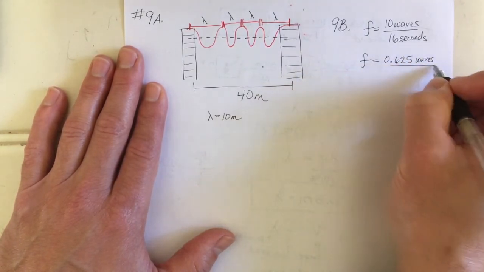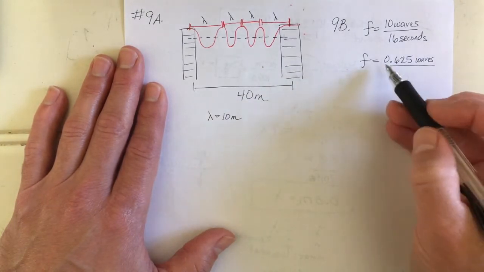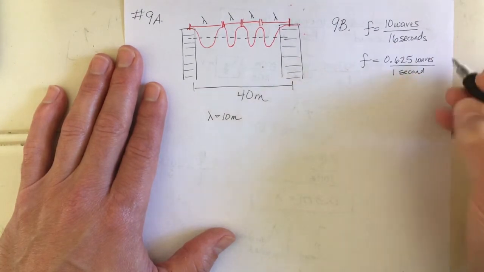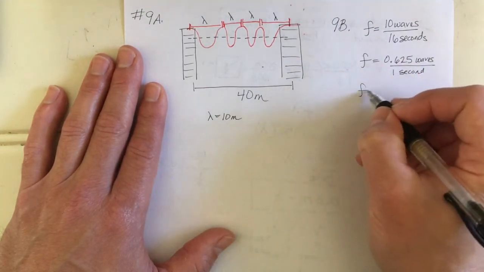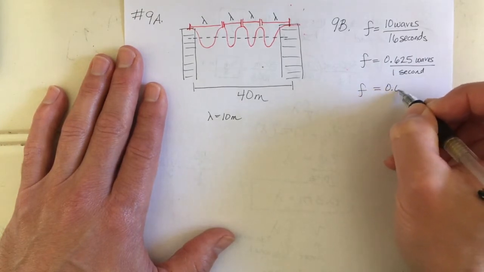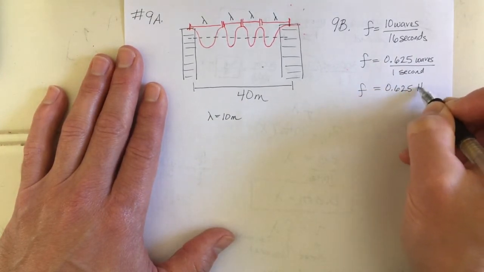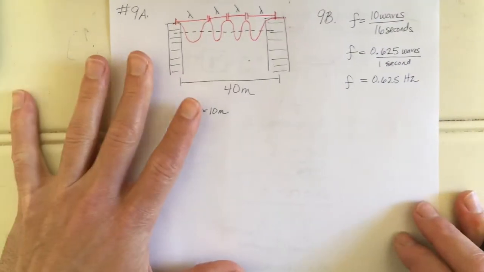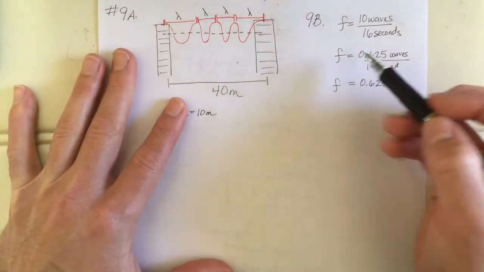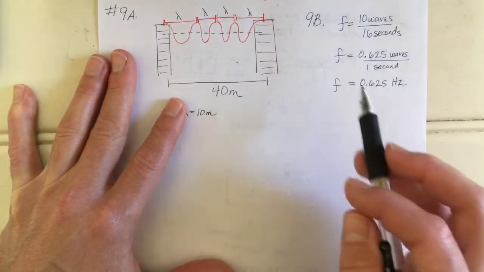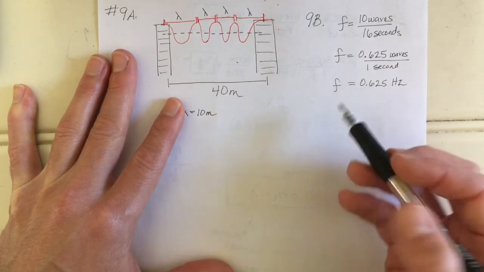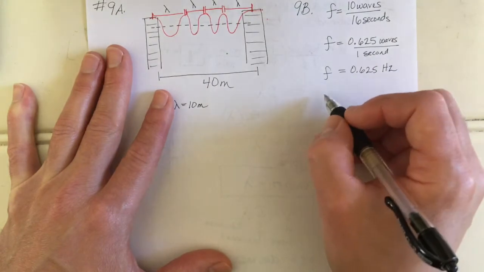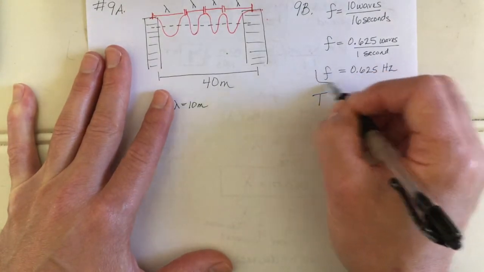So that's how many waves pass the dock, a little over half of a wave every 1 second. Now we can consider that a cycle and just say the frequency is equal to 0.625 hertz, or cycles per second. And we can get the period the same way, using these same numbers. I could just say T equals 1 over this, but I'll show you maybe both ways. So there's my frequency.